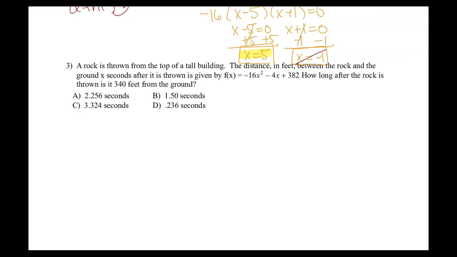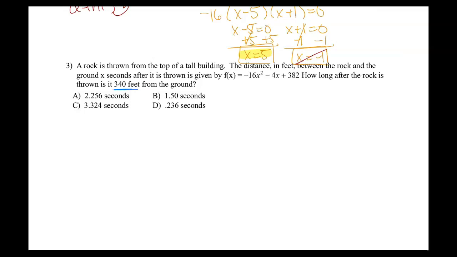Okay, for this question, it's saying a rock is thrown from the top of a tall building. The distance in feet between the rock and the ground x seconds after it's thrown is given by the equation. How long after the rock is thrown is it 340 feet from the ground? Okay, this one's a little different. It's no longer asking when it will hit the surface. It's not asking when it's going to hit the ground. It's not asking when it's going to hit a lake. It's asking when is it going to reach 340 feet.